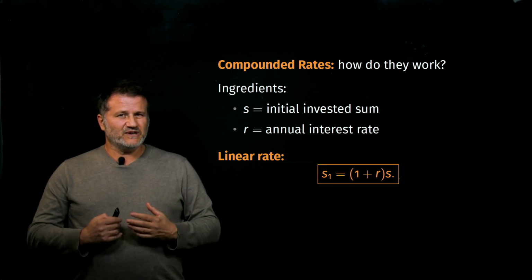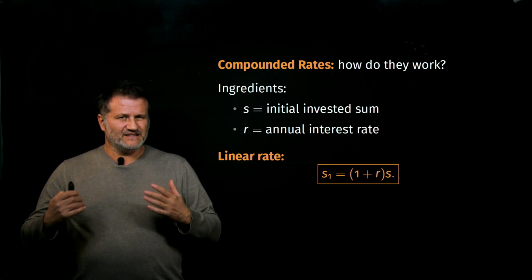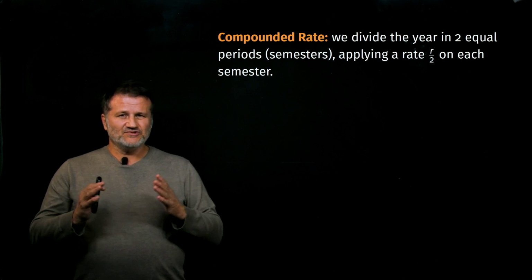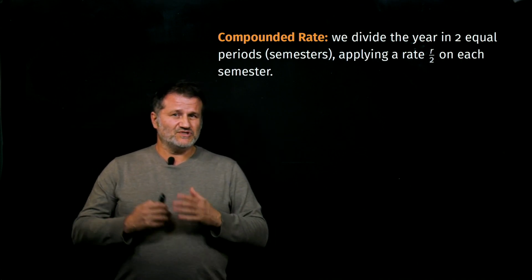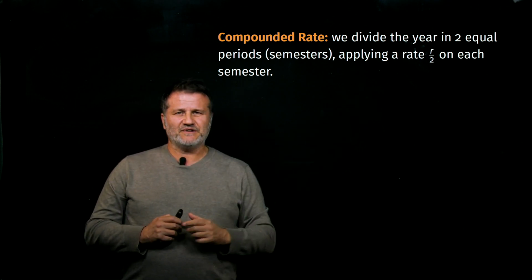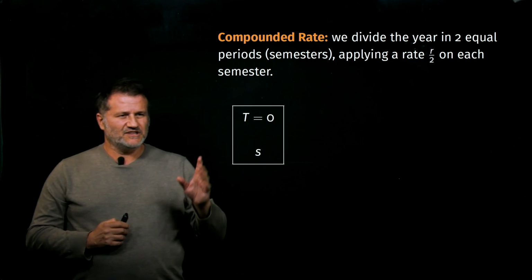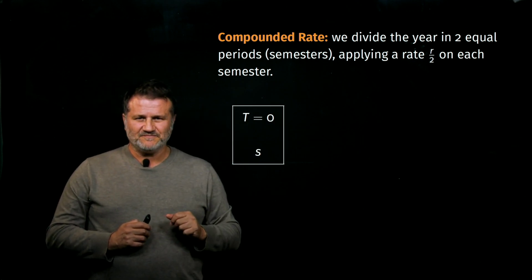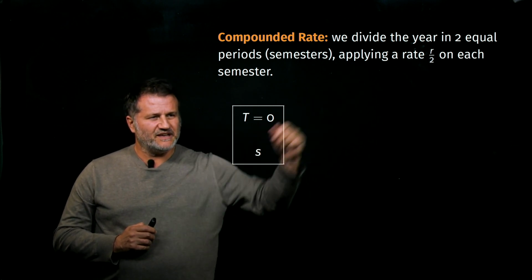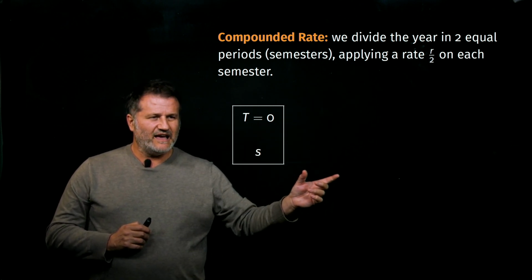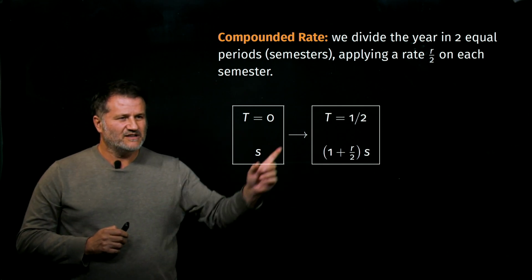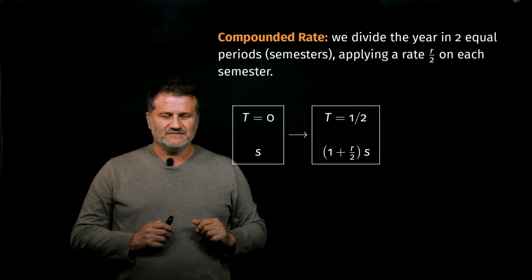Now, suppose we compute this rate in a slightly different way. We divide the year into two equal periods, two 6-month periods, applying on each period half of the rate R. So initially, we have the amount S. After 6 months, the bank pays the rate R half. So we will have this amount, 1 plus the rate, which is R half now, times the sum, S.